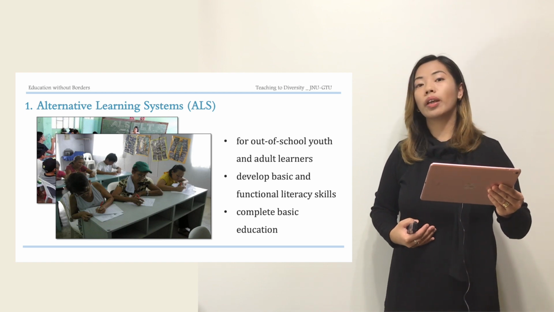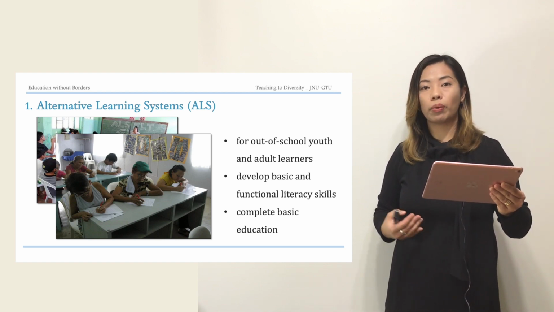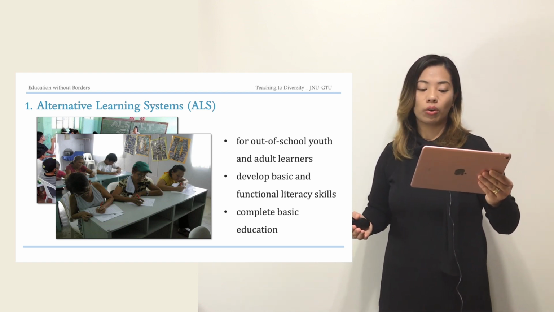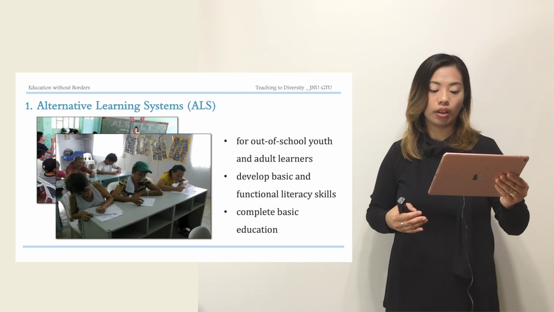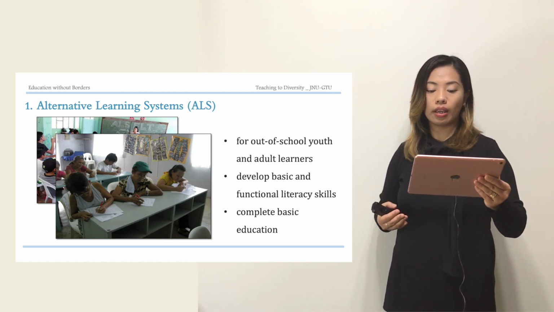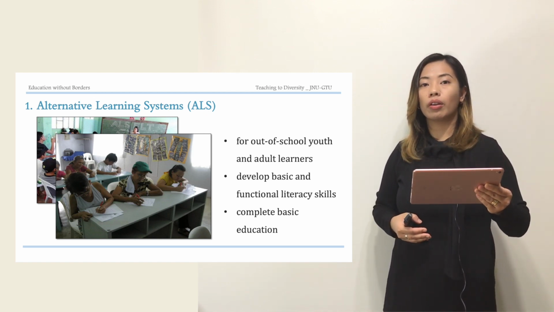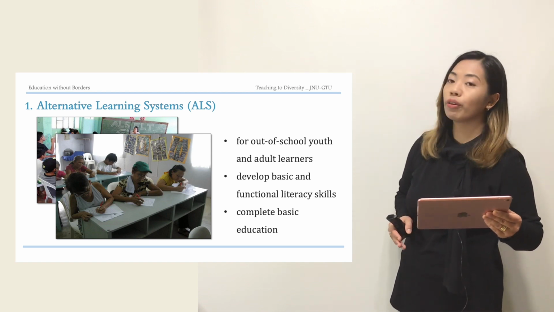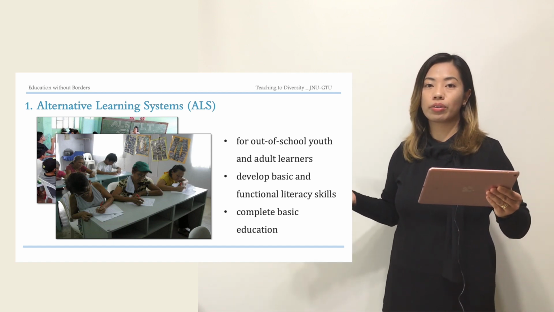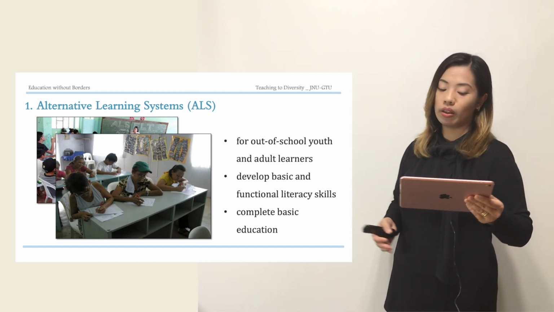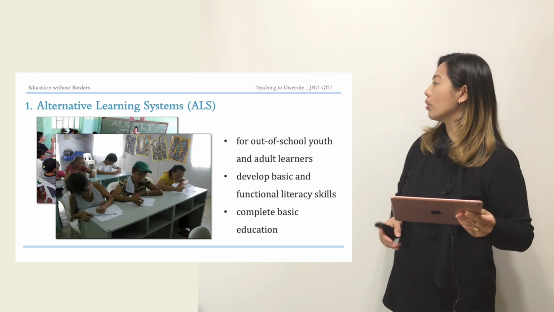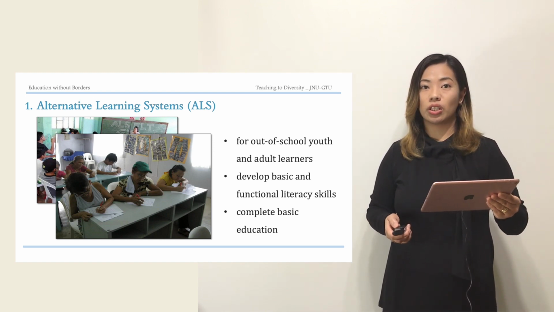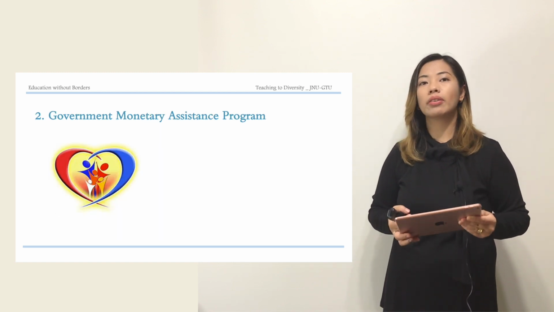So what they do is they have separate classes for these children or teens who had problems before. Next, ALS develops basic and functional literacy skills. As you can see, even old people, whatever the age is, can also study with this program. And with this program, they can have a complete basic education. So that's one of the implemented solutions.